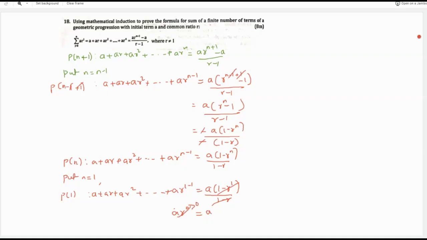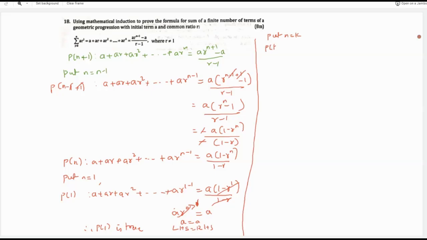Anything raised to the power of 0 is 1. So it will be a equals a, that is LHS is equal to RHS. Therefore P of 1 is true. Now the next step, we will put n equals k.